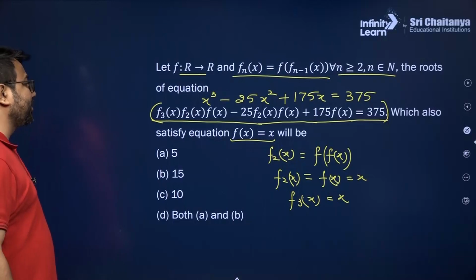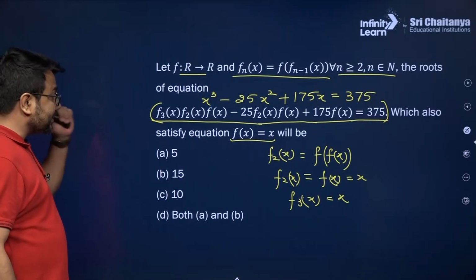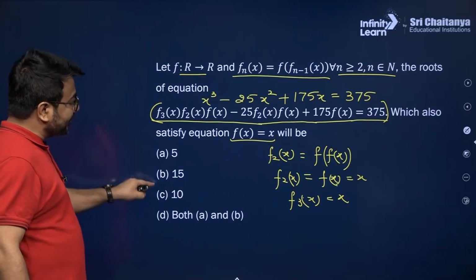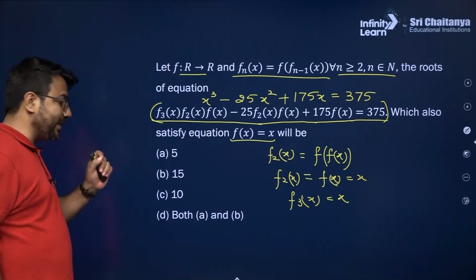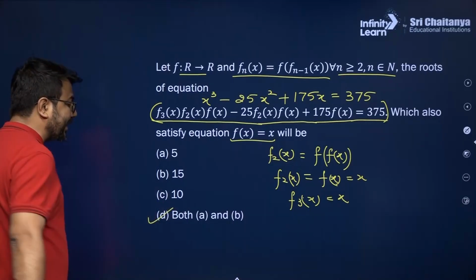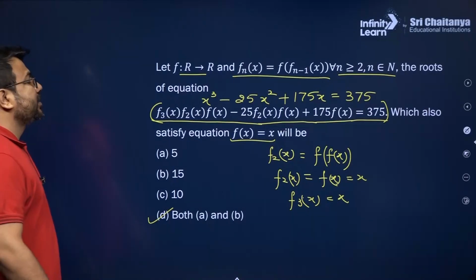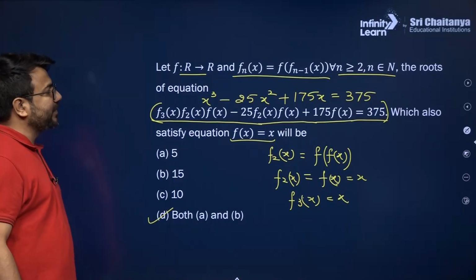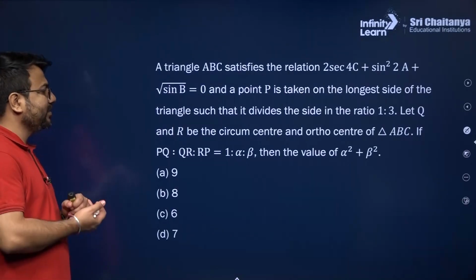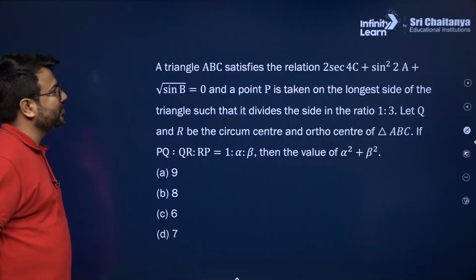If I come back to the question, in this question 5 and 15 are both given in options A and B, and there is an option of both A and B. So that is why option D will be the final answer. I hope you are able to understand this particular cubic polynomial solution. So hence we are moving to the next question.